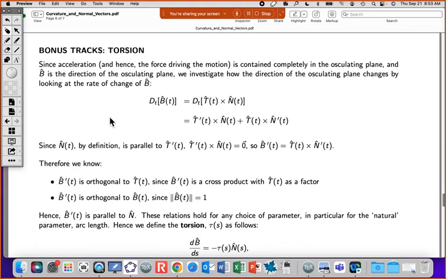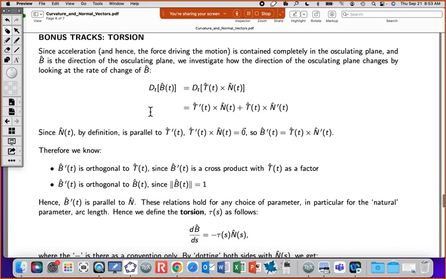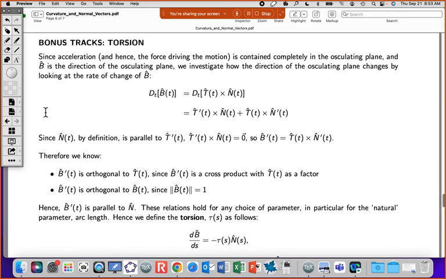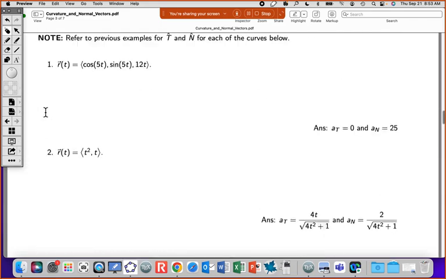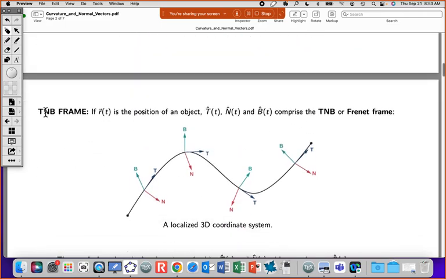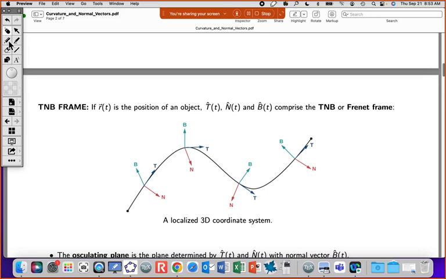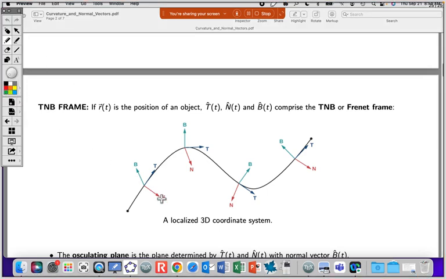All right, torsion. So we talked about the osculating plane. Let's go back to the TNB frame. Up here it is. Okay. So remember, the osculating plane is the plane of motion. It's the plane determined by t and n. So that curve lives in the TN plane, in the osculating plane. B is the vector that's normal to it.